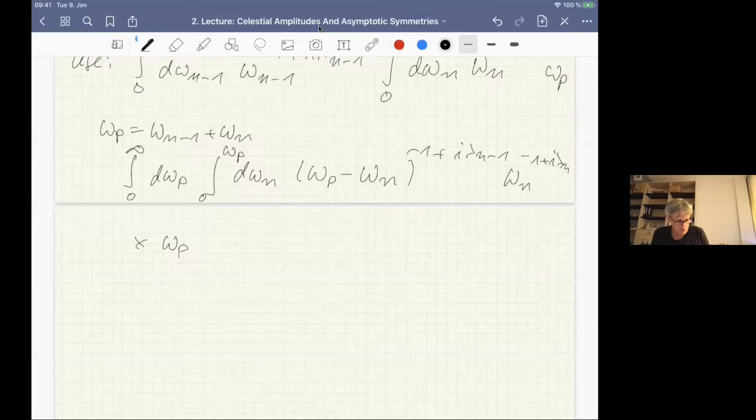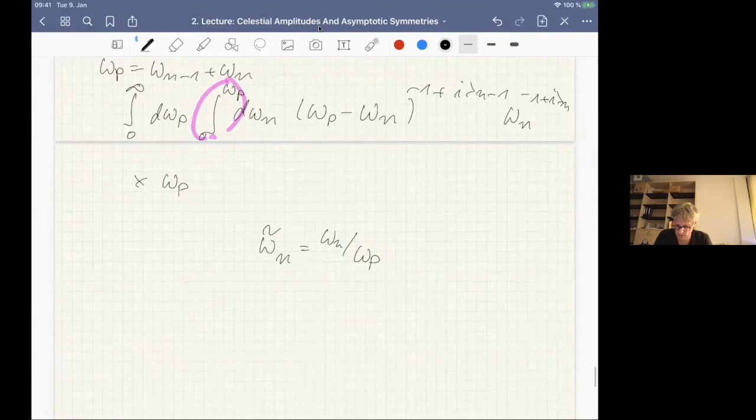And now we want to put this integral to standard canonical integral from 0 to 1. So we do another change of variable. We introduce omega tilde n divided by omega p. So then this integral becomes an integral from 0 to 1. So what we get now is that we have this omega p integral.